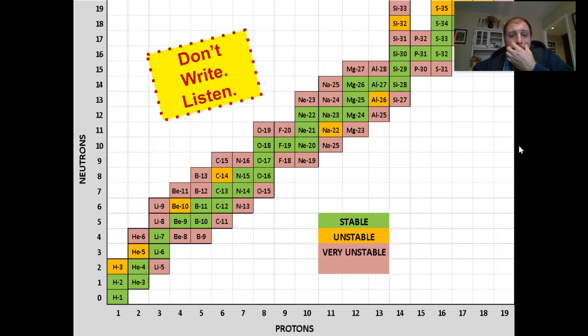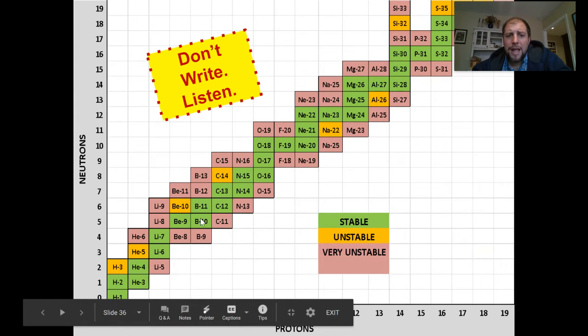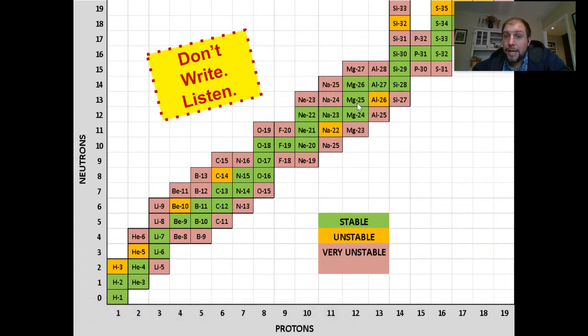This is a chart right here that lays out different elements and their stable and unstable versions. If it's green, it's a version of that atom that is stable. If it's yellow, then it's a bit unstable. Maybe it breaks down in a few days, maybe it breaks down in a few billion years, but it's unstable. And if it's red, it is incredibly unstable. It will break down in a fraction of a second.